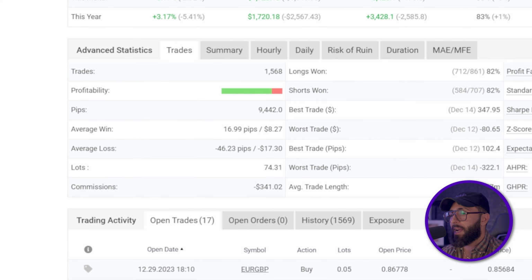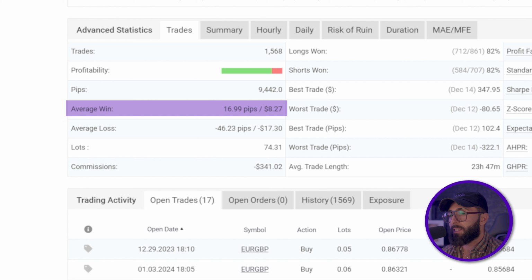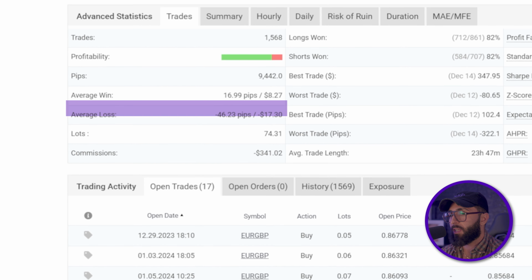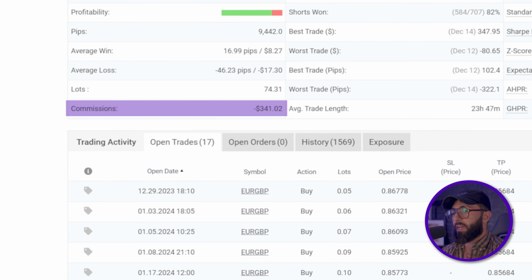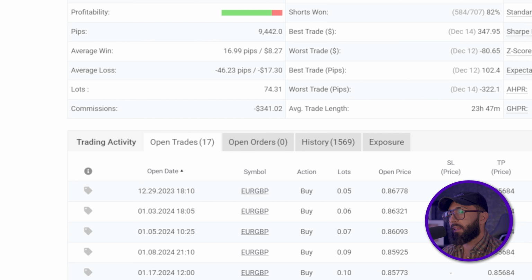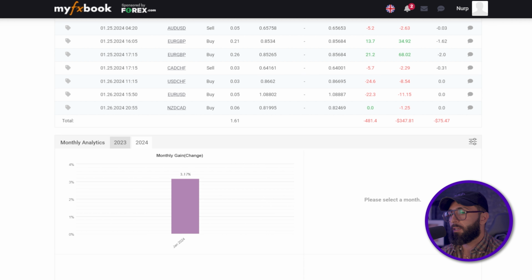Overall, we've accumulated 9,442 pips. The average win on pips is 16.99 and the average loss is 46.23 pips. So far in commissions, we've paid $341.02. Safe to say that the algorithm is paying for its own commissions. Over here are all the log trades. Down below, we could see our monthly performance.